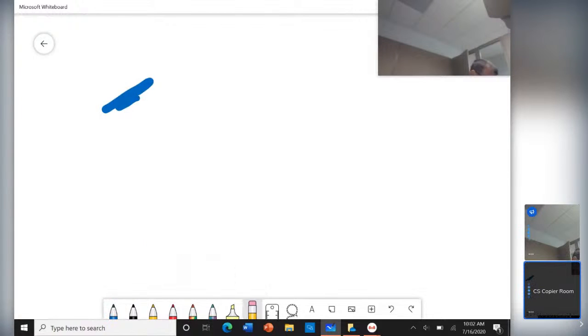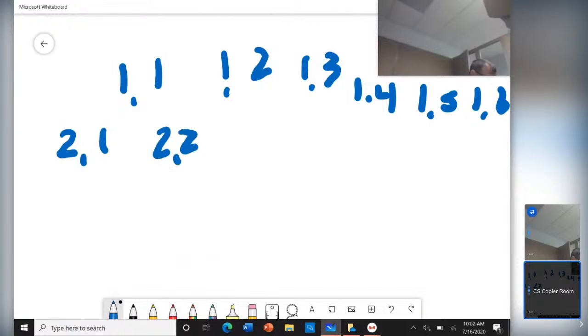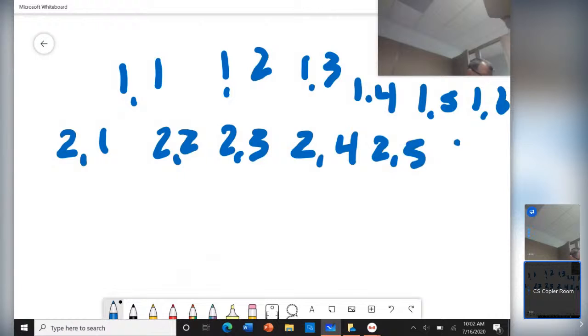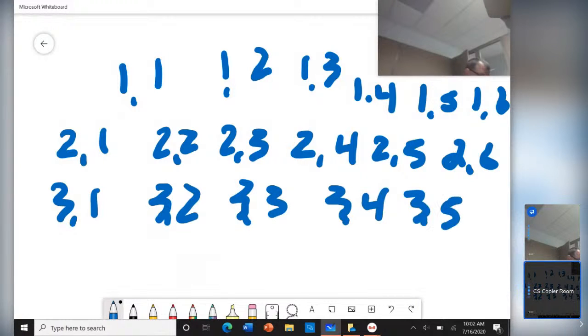Okay, I got my pen to work, so let me write these down. You're going to have 1 and a 1, 1 and a 2, 1 and a 3, 1 and a 4, 1 and a 5, 1 and a 6, 2 and a 1, 2 and a 2, 2 and a 3, 2 and a 4, 2 and a 5, 2 and a 6, 3 and a 1, 3 and a 2, 3 and a 3, 3 and a 4, 3 and a 5, and 3 and a 6.